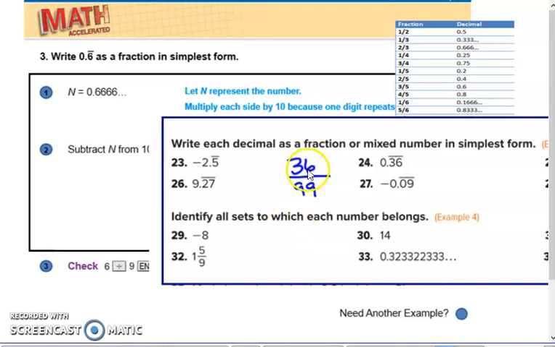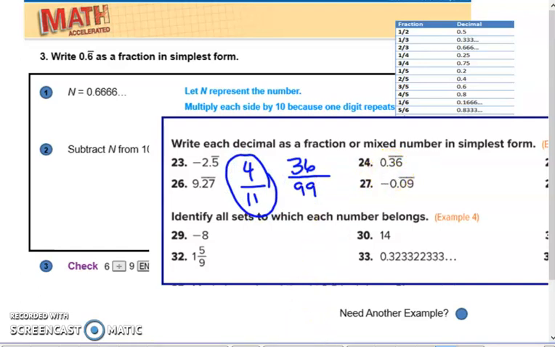Okay, so I know that this is divisible by 9, so that's going to be 4. And this one is divisible by 9, so that's going to be 11. 9 divided by 9 is 1, so that's going to be my answer, 4/11ths.